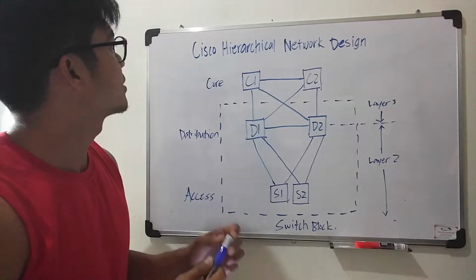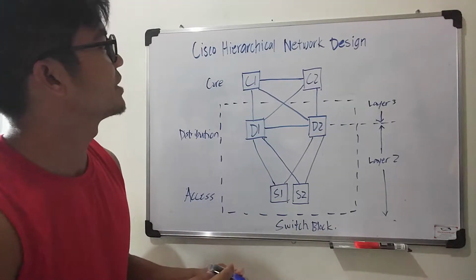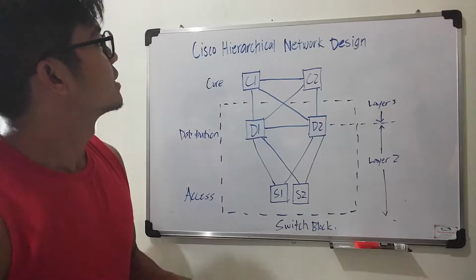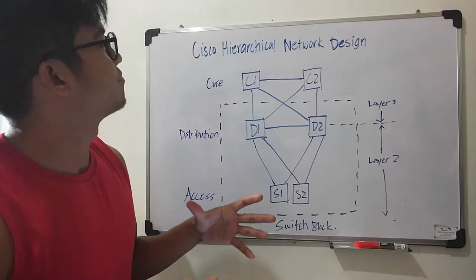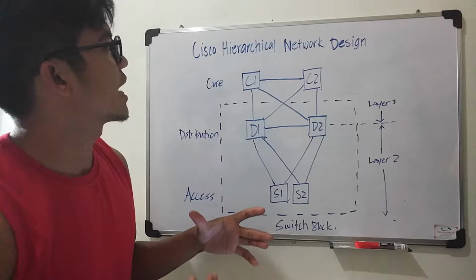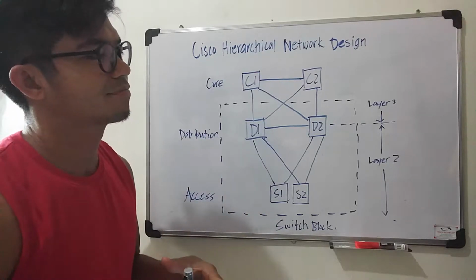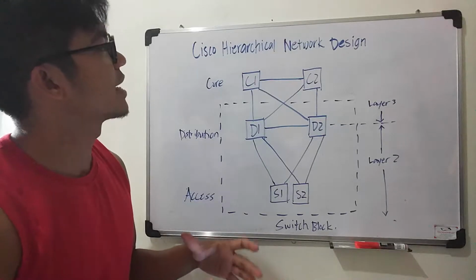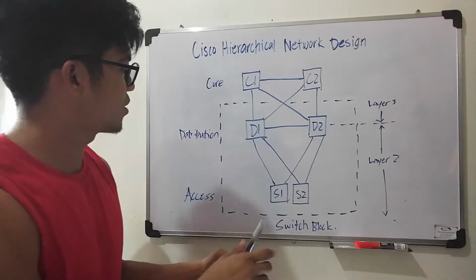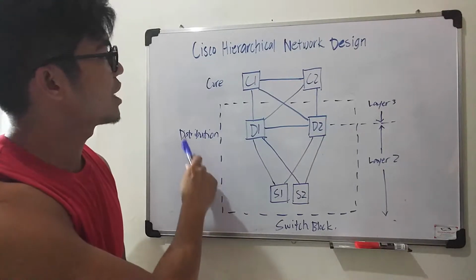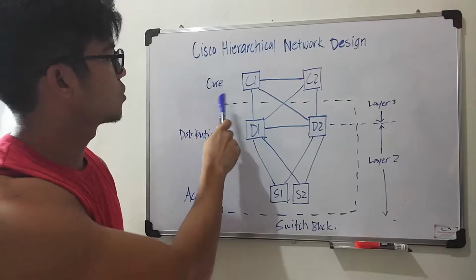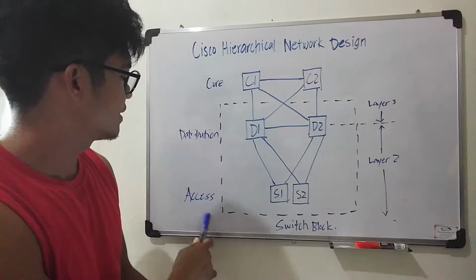Today I want to talk about Cisco hierarchical network design. So, hierarchical network design basically means that you have a network that is organized into an access layer, distribution layer, and core layer.